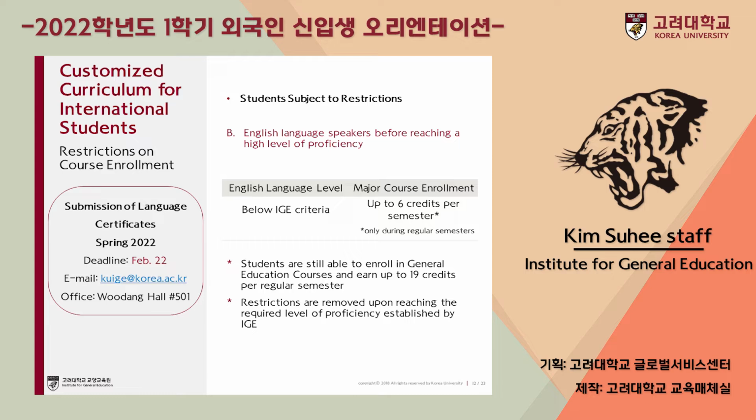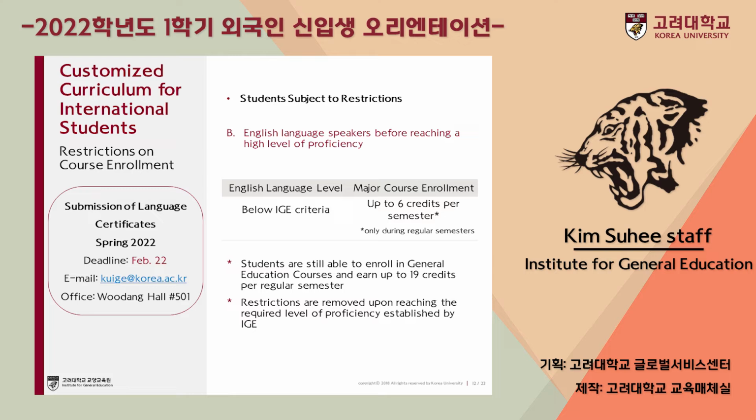Students exempted from the intensive Korean language program can be subject to restrictions on major course enrollment. They can take up to 6 credits per semester if they do not meet the criteria of language proficiency established by the Institute for General Education. In order to remove the restrictions on major course enrollment, students need to submit an official language certificate, TOEFL or IELTS, to demonstrate that they have reached the required level of language proficiency determined by the Institute for General Education.